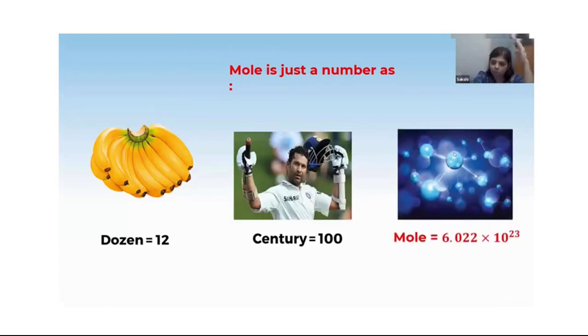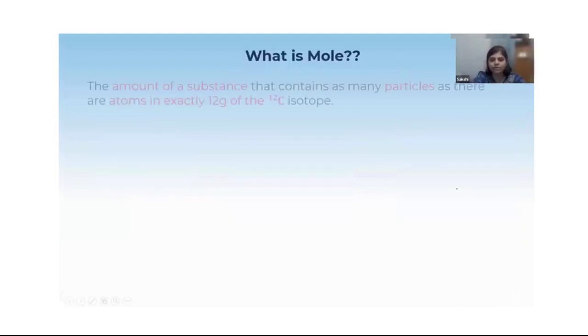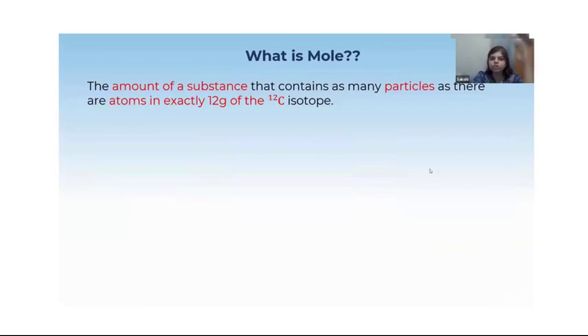Similarly, one mole, this is very, very important, we should know, one mole is equal to 6.022 into 10 power 23 atoms. One mole is 6.022 into 10 power 23. But we have been given this number. From where did this come? What is this mole and where did this number come from? Let us understand.